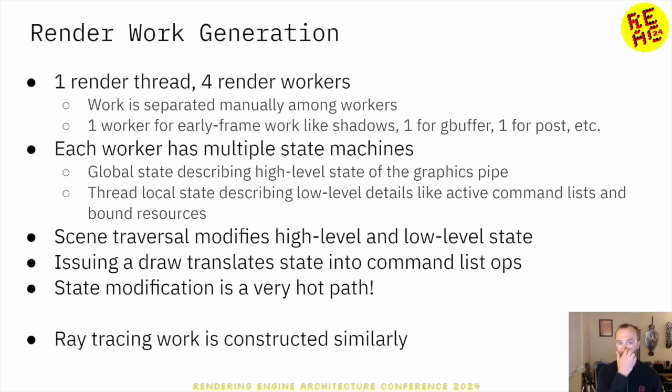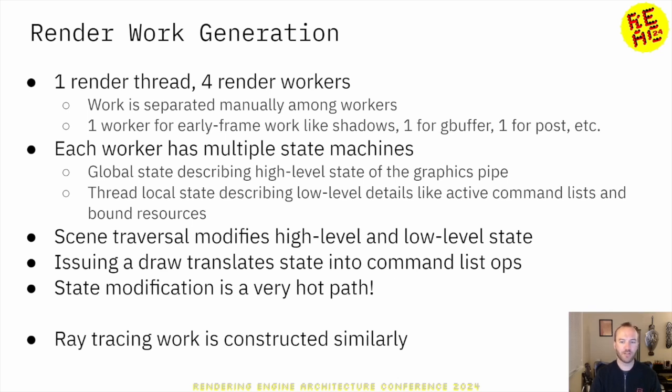When it comes to generating work for a frame, we have one render thread and 4 worker threads. Diablo does not use a task graph style system. Instead, the work is manually separated amongst render workers. Generally, each worker is given a specific chunk of responsibility that corresponds to a distinct serial block of the frame. For example, one worker generates the commands for early work like shadows, another generates work for rendering the G-buffer, another scene lighting, and the last one post-processing.